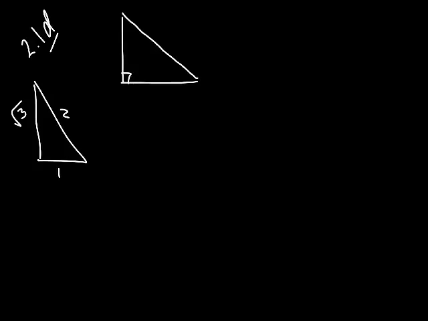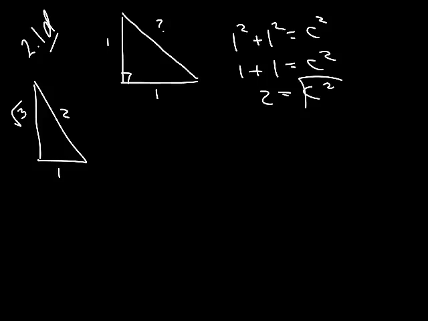One of the things we know about a 45-degree triangle is that this length and this length are going to be the same. So we just have to find that one. So it's 1 squared plus 1 squared equals hypotenuse squared, or that's the c. So 1 plus 1 equals c squared, 2 equals c squared, square root of both sides. That gives me a hypotenuse of the square root of 2. And that's true of any 45-degree angle. It will be in that ratio.